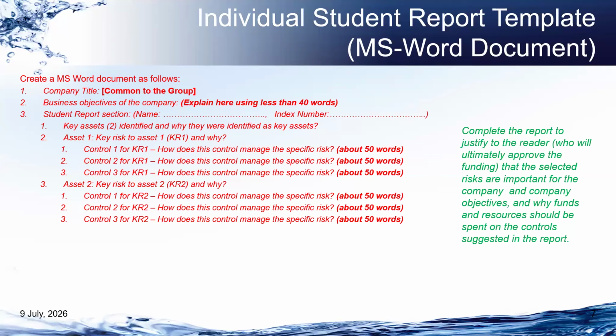Then for each asset, you need to identify a key risk and 3 controls. So 1 risk per asset. On the left hand side, you can see 2 assets. And for asset 1, what's the key risk? That's KR1. And what are the 3 controls? And I've given roughly about 50 words.